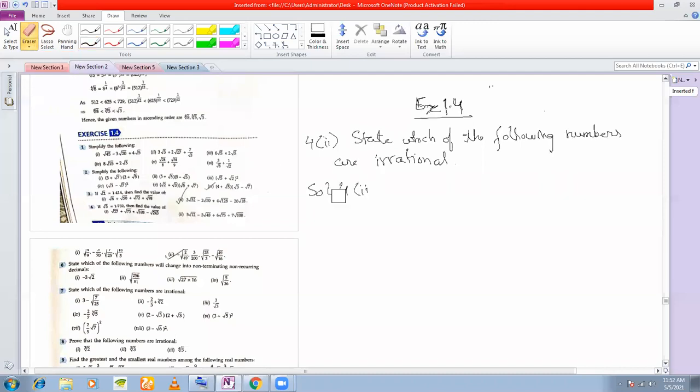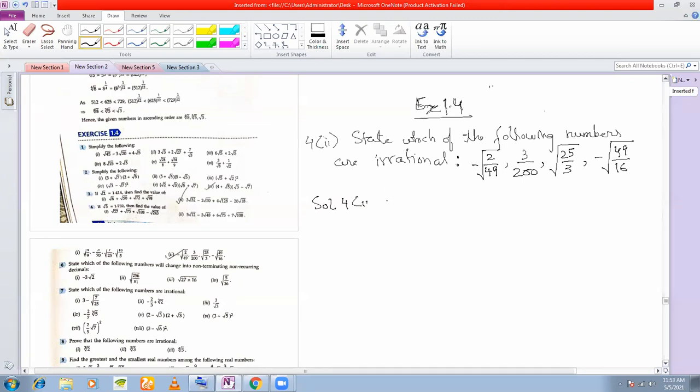Let's write the numbers. The numbers given here are minus 2 root 2 by 49. Next we have 3 by 200. Next we have root 25 by 3. And next we have minus root 49 by 16. Okay, so you need to state which is rational and which one is irrational.